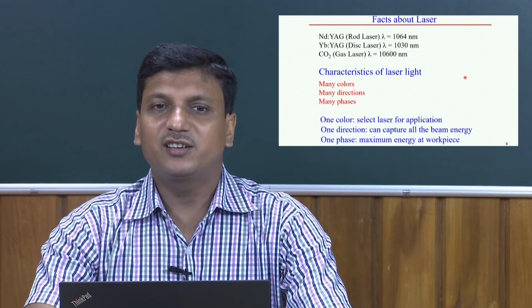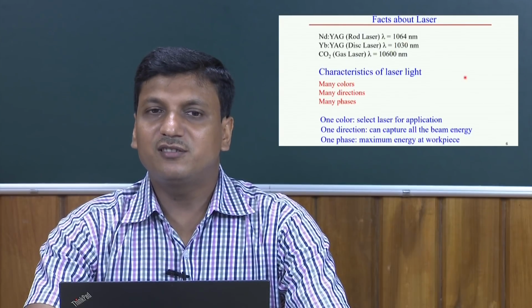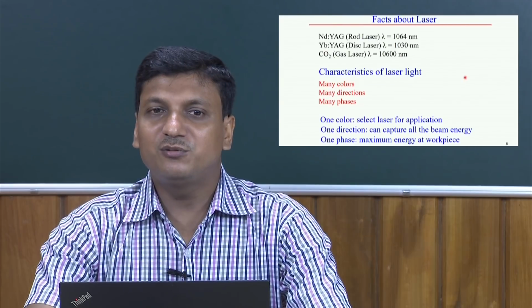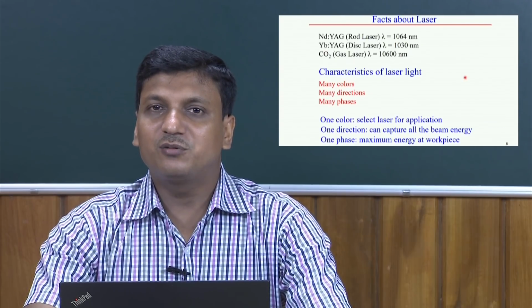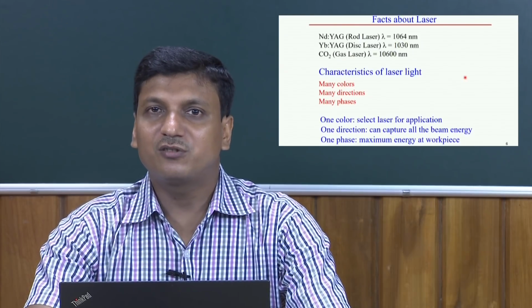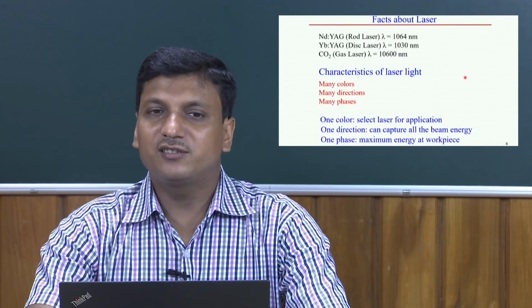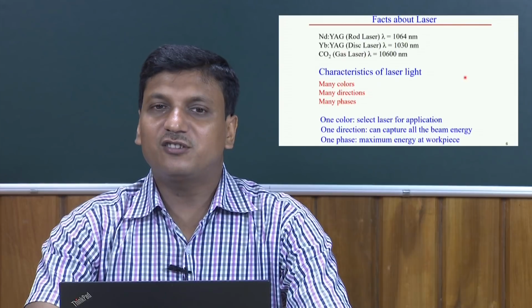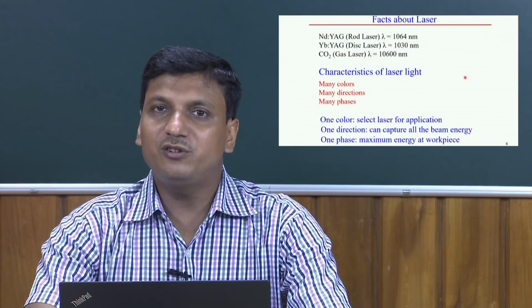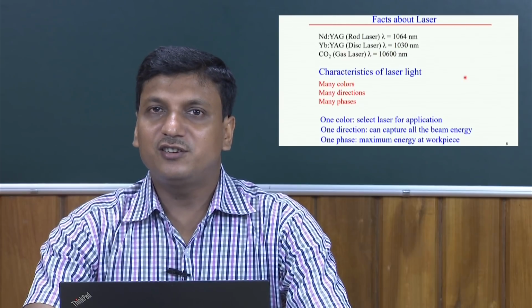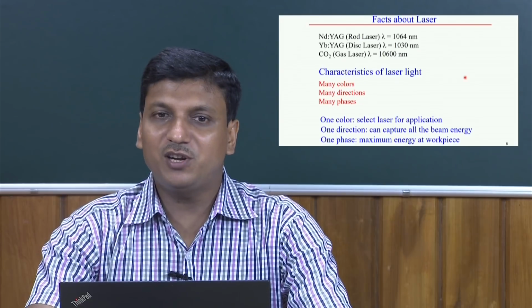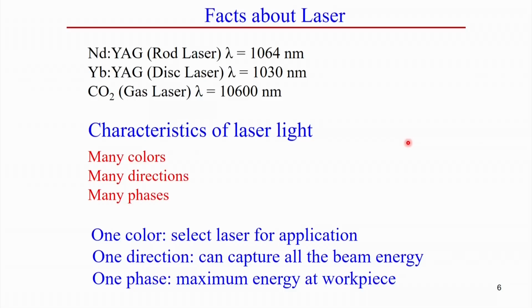Now, in general, if we see the characteristics of laser light, we can find many colors, normally green, red and some other colors used, and then many directions. It can be focused in many directions, or if we do not control the laser light, it can be scattered in different directions, and then many phases. So, these are the common characteristics of laser light, but when you try to use the laser in different applications, specifically in manufacturing processes, the one color which we choose for a specific application decides the applicability of the laser for different types of materials or different purposes.